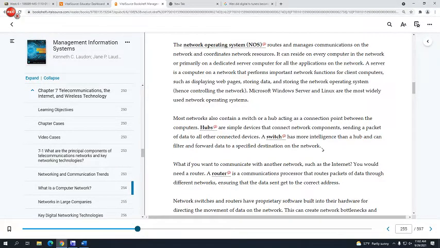So the system is, trying to think of the word, set up best for very specific tasks. Okay, it's proprietary for what the need is.